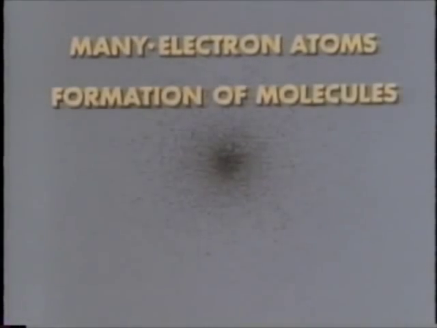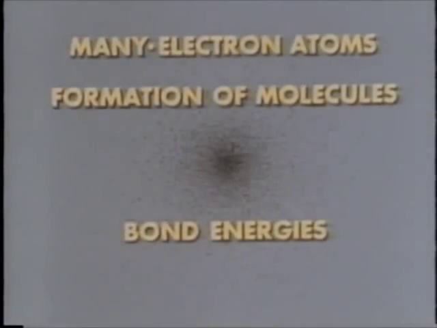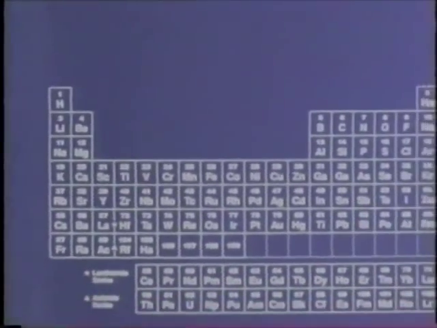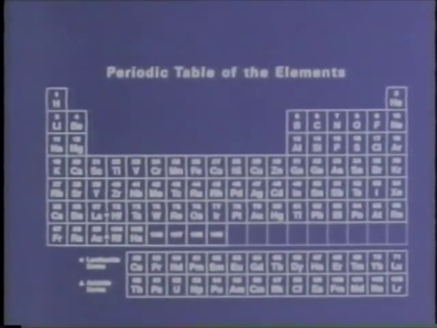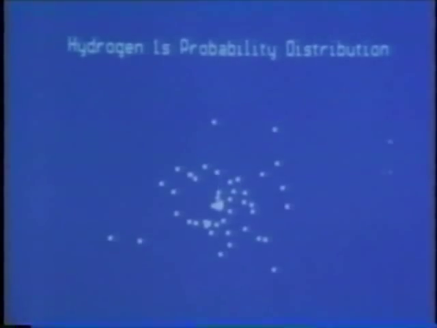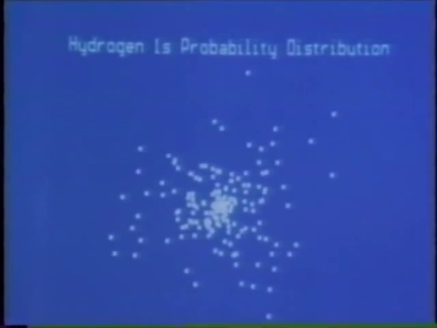Chemists have found that quantum mechanics also explains many other concepts of chemistry, such as the energy levels of many electron atoms, the formation of molecules, bond energies, and bond lengths. It explains why the elements form the periodic table. It also tells us why hydrogen burns, why proteins and DNA have helical structures. Thus, the quantum mechanical view of the atom provides a basis for understanding all of chemistry.